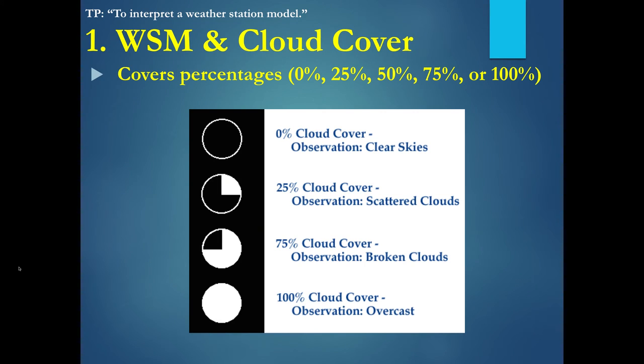Okay, number 1, WSM and cloud cover. This will cover percentages, and usually they could be any percentage, but they usually go by quarters for Earth Science students like yourselves. So 0%, 25%, 50%, 75%, or 100% cloud cover. If the circle is not shaded in, it would be 0%, but the more you shade in, the more cloud cover you would have. So 0% cloud cover would give you a high pressure with clear skies. 100% cloud cover would give you a lot of humidity.